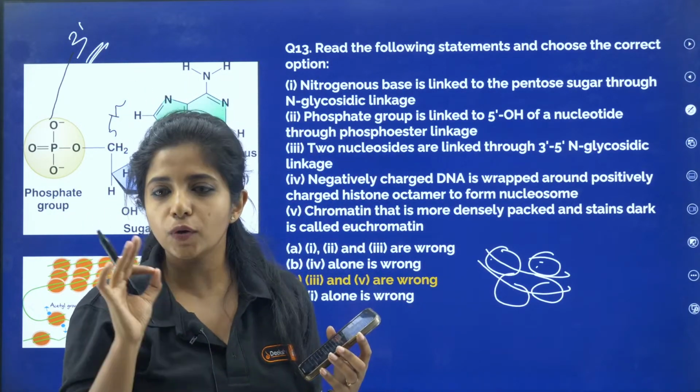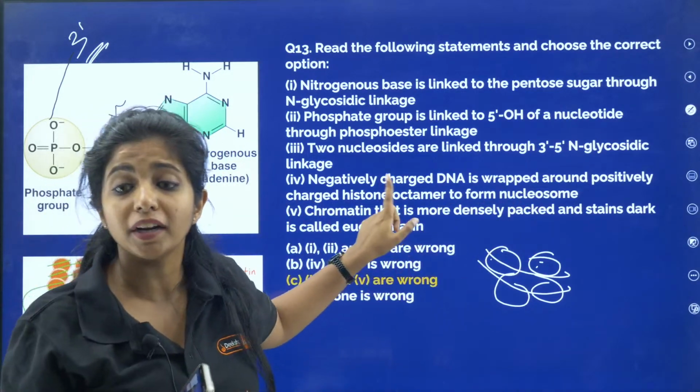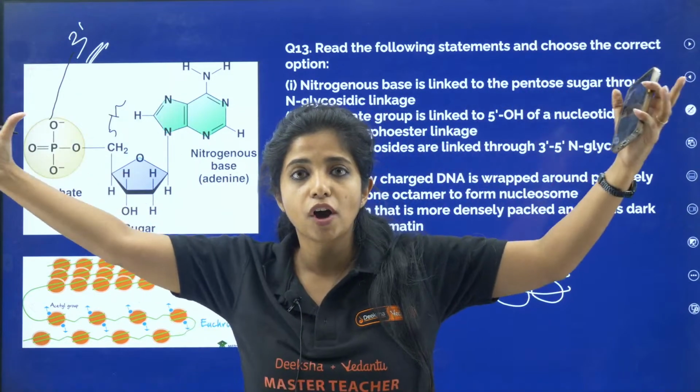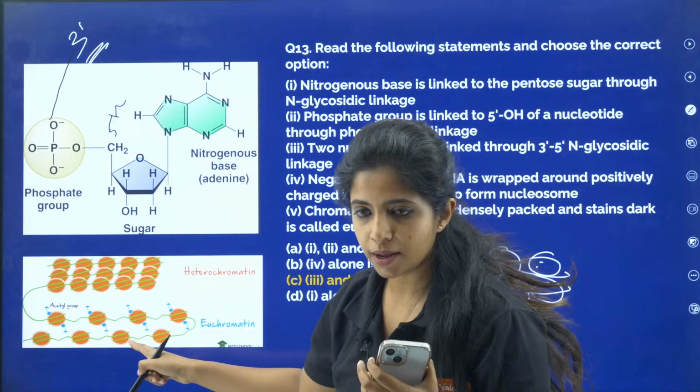What do you call this? Nucleosome, my dear children. Now, chromatin that is more densely packed and stains dark is known as euchromatin. Wrong. My dear children, you have 2 types of chromatin. Okay, basically the DNA is pretty long. You have to compact it. So you coil it around the nucleosomes. Yeah, and this is how it looks.